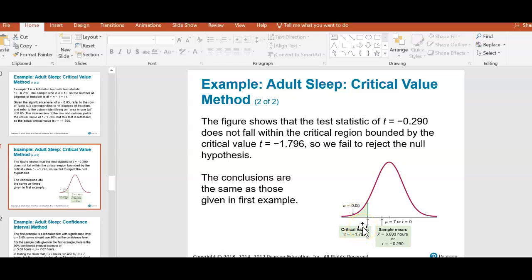Again, unless some sort of problem specifically required you to use that method, it's much easier just to use the p-values, since they are easily spit out by StatCrunch and you don't have to look at tables or anything. So that's the way that I would go.